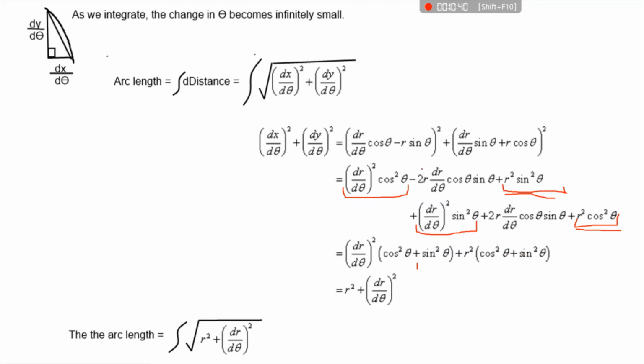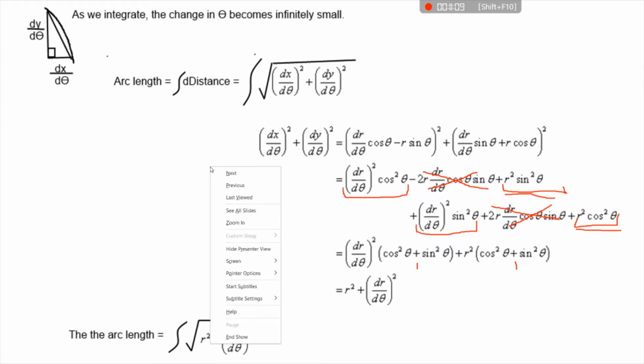And then these two terms, negative 2r times dr over d theta cosine theta sine theta plus 2r dr over d theta cosine theta sine theta, that's really hard to see, are the same term, so they'll cancel out directly. Okay, so that gives me, since I'm just multiplying by 1, r squared plus dr over d theta squared, or my arc length formula. Any questions on how we got there? Nope.